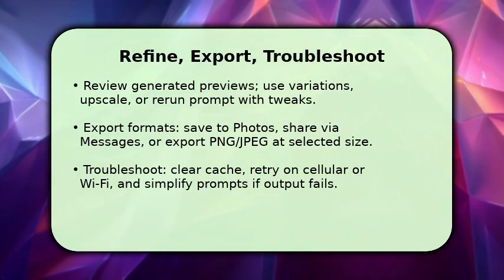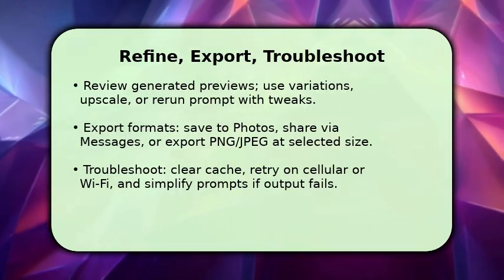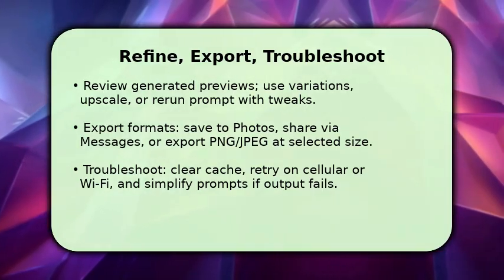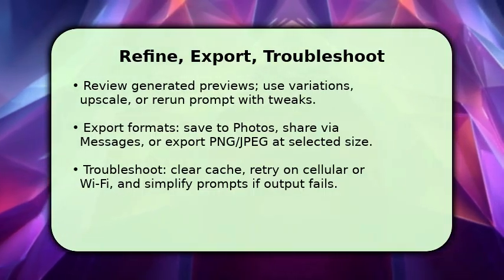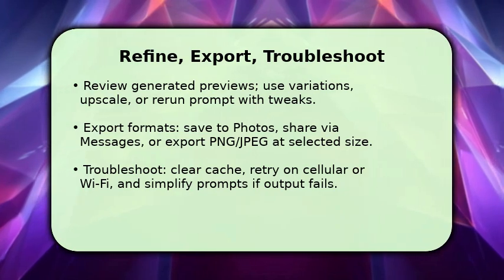If generation stalls or looks wrong, clear the app cache, switch networks, and simplify the prompt to basic nouns and styles. This often fixes hallucinations and speed issues. Save iterations so you can revert later.